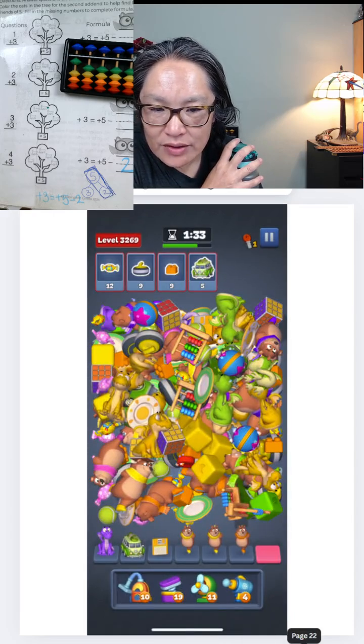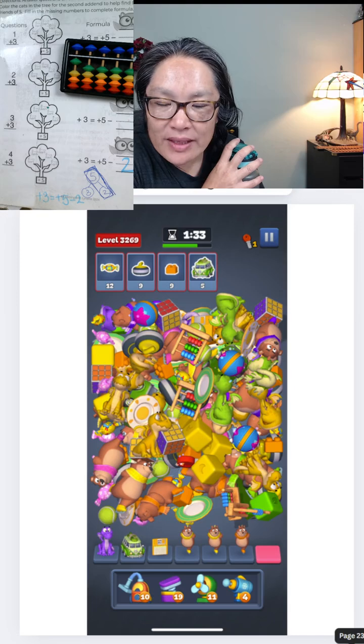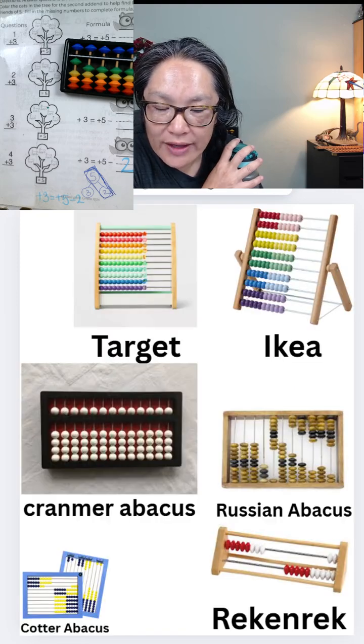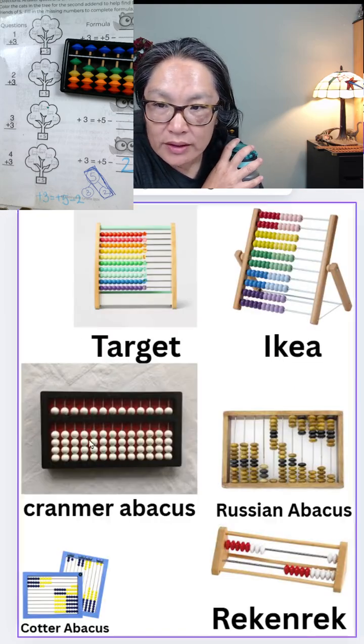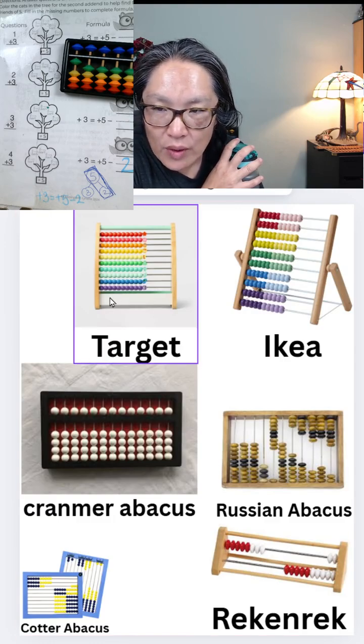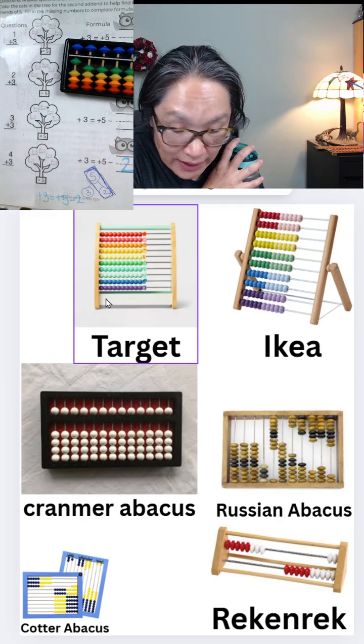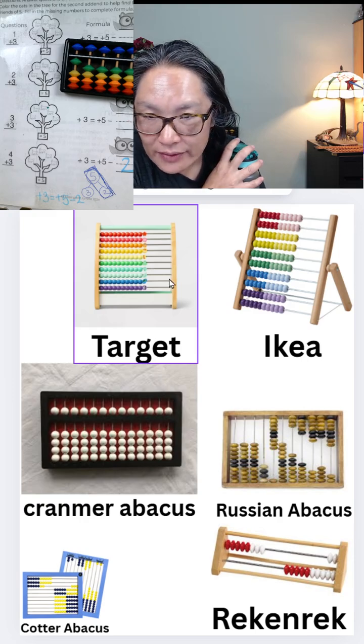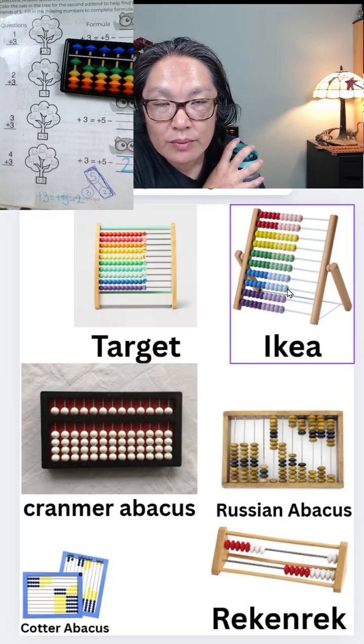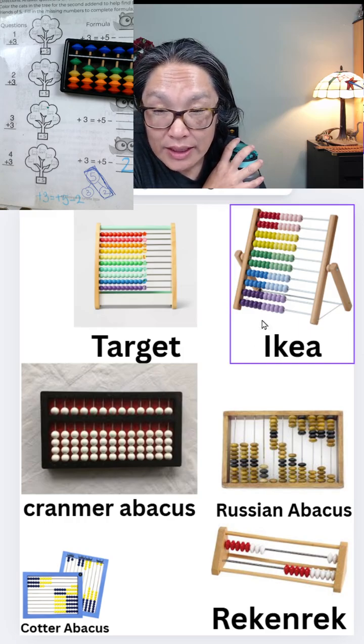Here are some of the other things, right? You know that there's abacus here. So what are the types of abacus that we have? I showed you 2. I teach from the Soroban. This is a Target abacus. I don't know why they did an 11-bead abacus, but they did. There's an IKEA one that's very similar to a Melissa and Doug abacus.